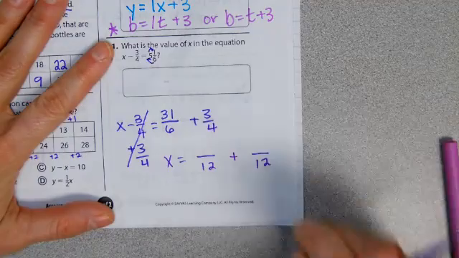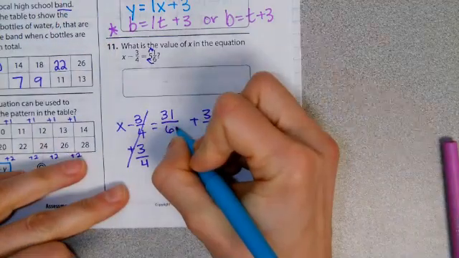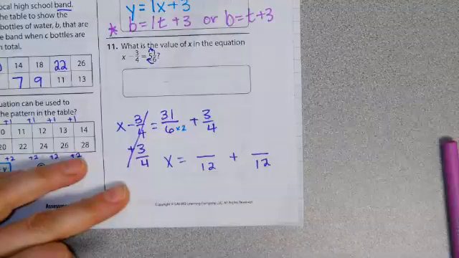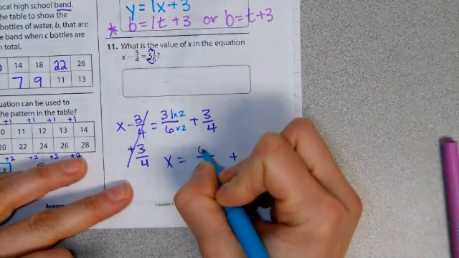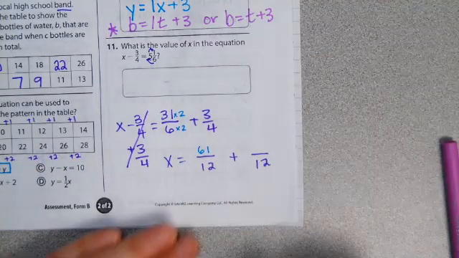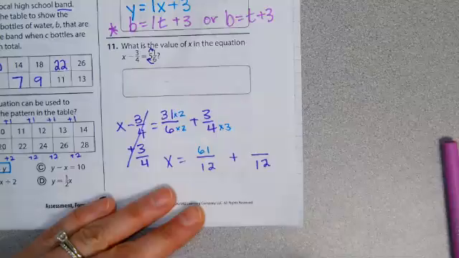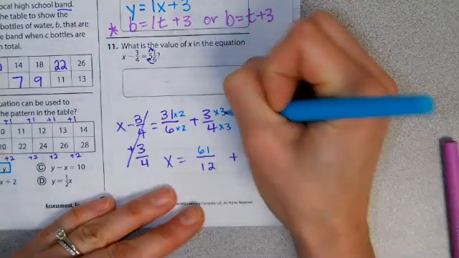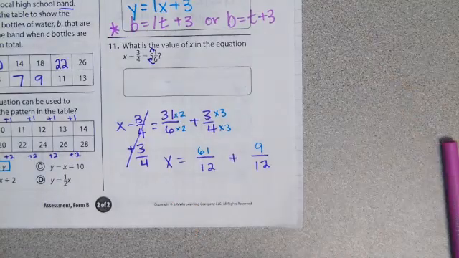All right, so the question is, how do I get 6 to be 12? I have to multiply by 2. So that means I would have to multiply this one by 2. So this becomes 61 over 12. How do I get 4 to be 12? I have to multiply this by 3. So I would have to multiply the top by 3. 3 times 3 is 9. And now I can add those up.